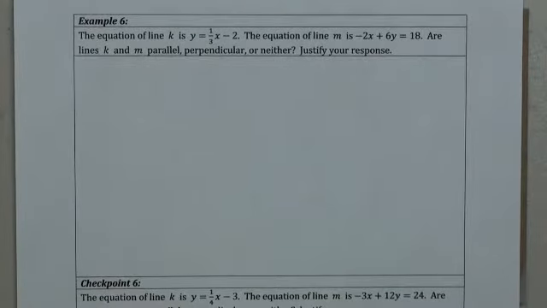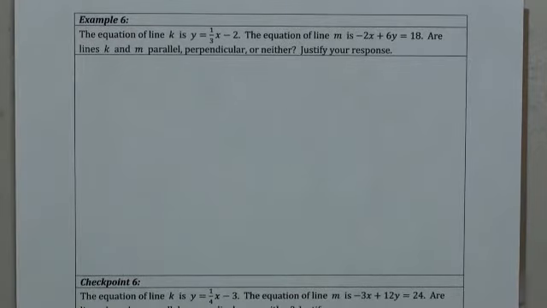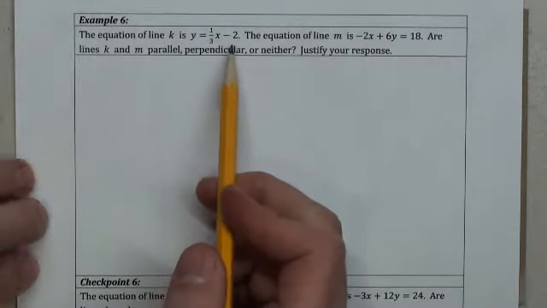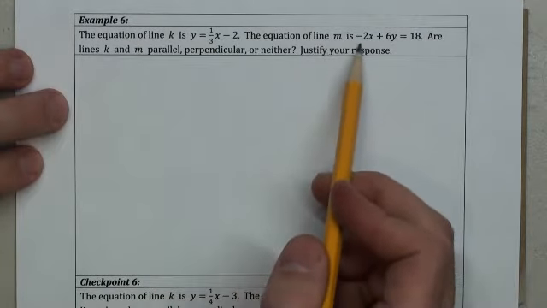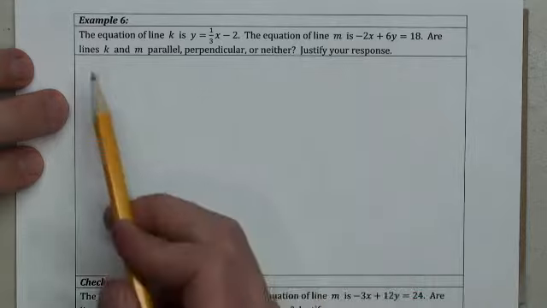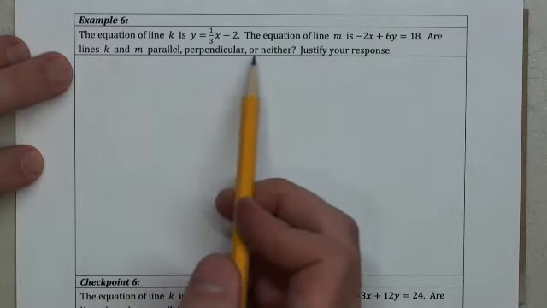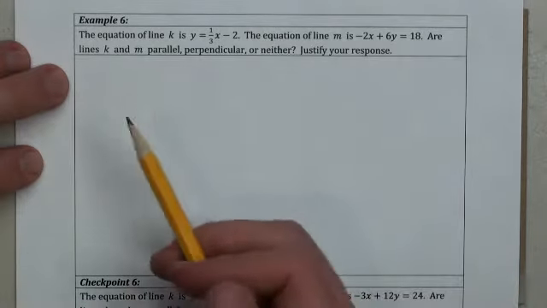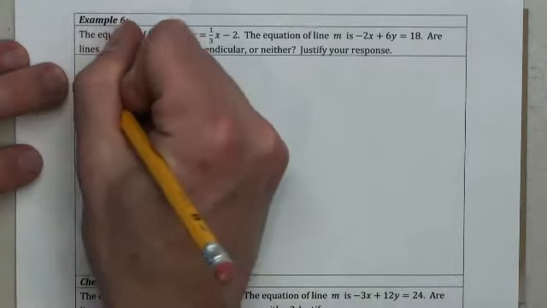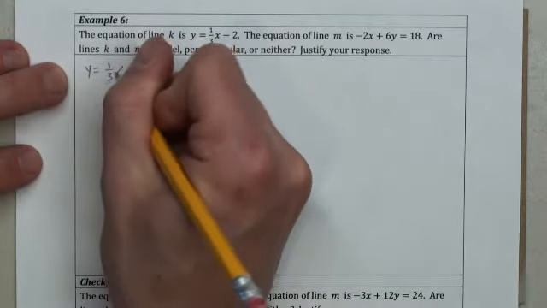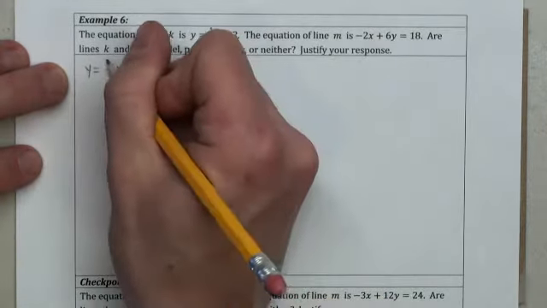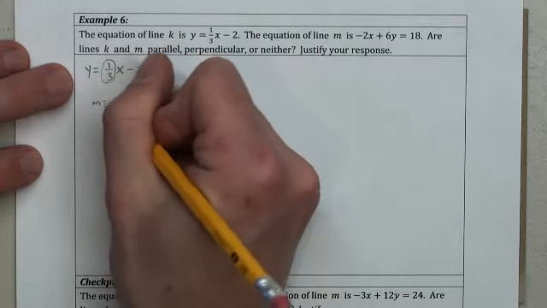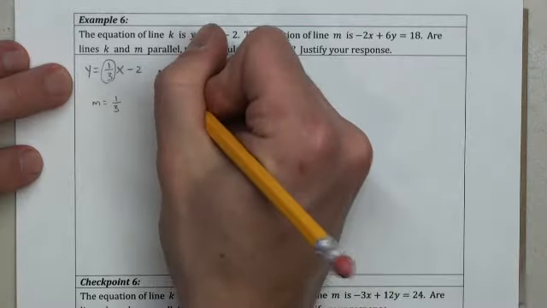Okay, here's example 6. It's a little different, but not really. The equation of line K is y equals 1/3 x minus 2. The equation of line M is negative 2x plus 6y equals 18. Are lines K and M parallel, perpendicular, or neither? Justify your response. So really it's the same problem. They're just naming the lines K and M. That doesn't make any difference. So we write down the first equation, y equals 1/3 x minus 2. Look, the slope's right here. It's already in y equals mx plus b form. So m is 1/3.